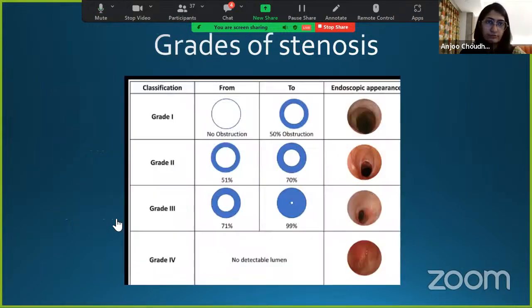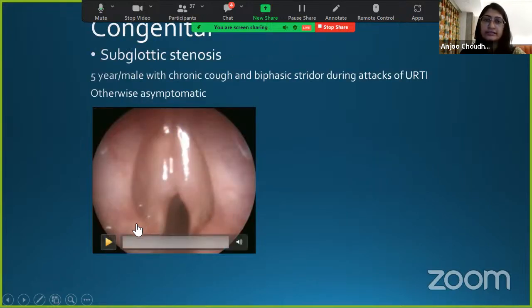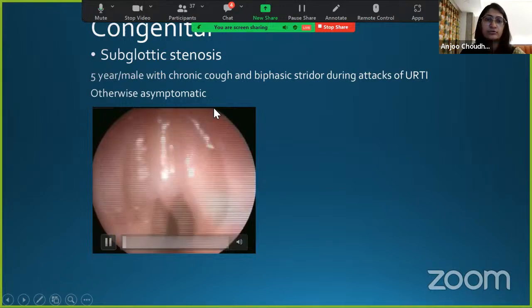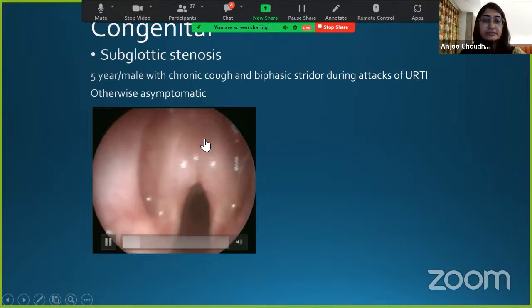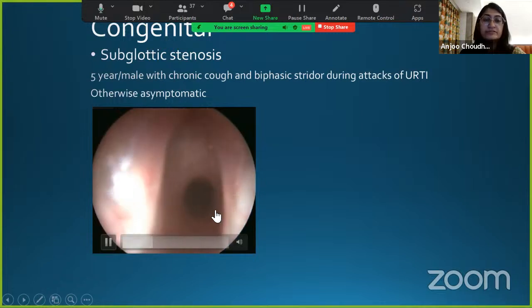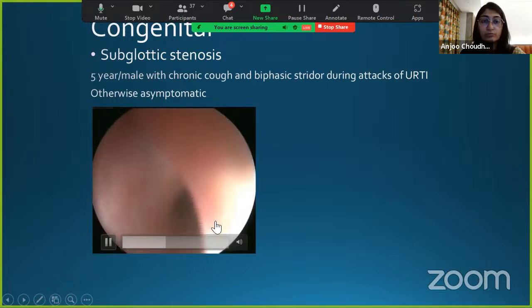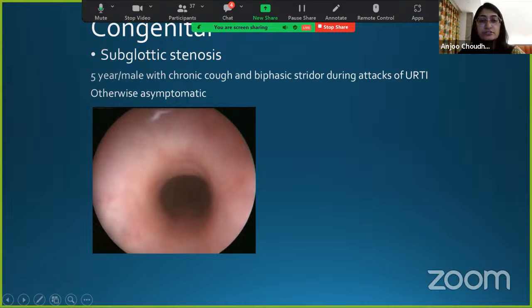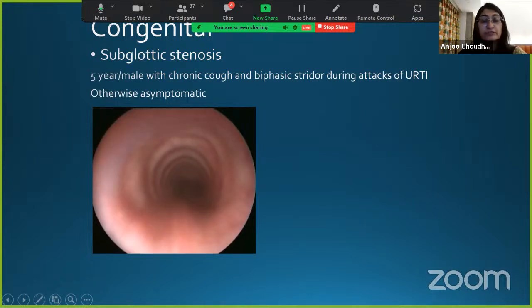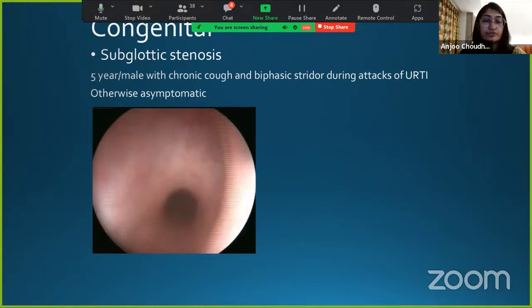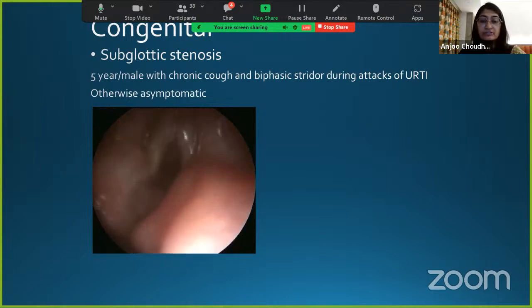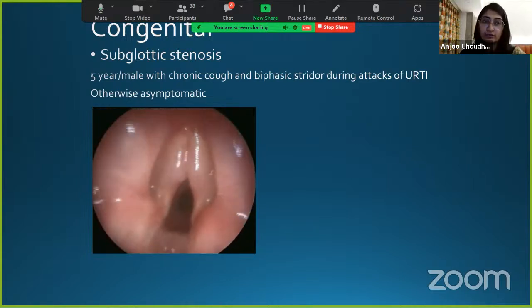So this is a 5-year-old male child with chronic cough, biphasic stridor only during attacks of upper respiratory infections. Otherwise, he is a very healthy child growing very well. So when we did this endoscopy, we see that the cords are edematous, there are vocal cord nodules developed, and he has a significant narrowing in the subglottis. This is to the grade of almost grade 3, early grade 3, which is 50 to 75% to 90%, 99% of obstruction. So in such cases, we definitely have to do an endoscopy.